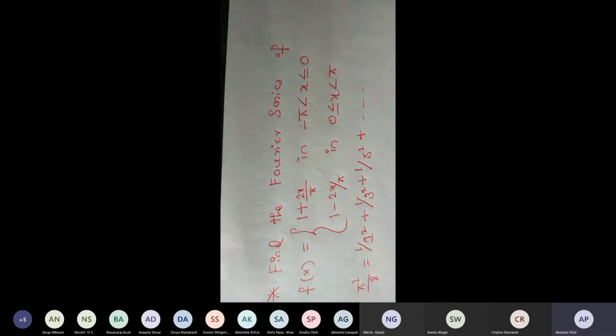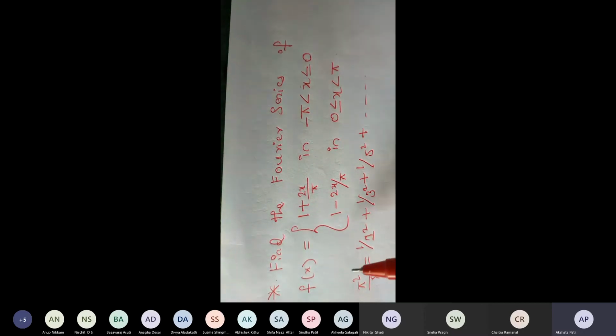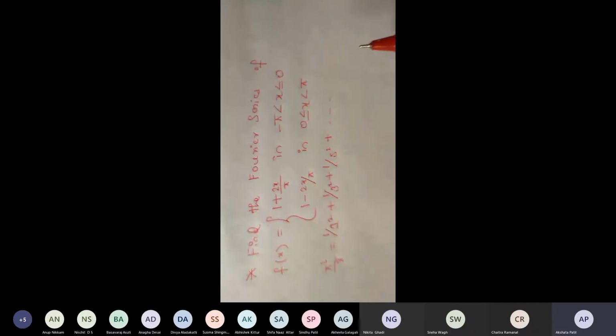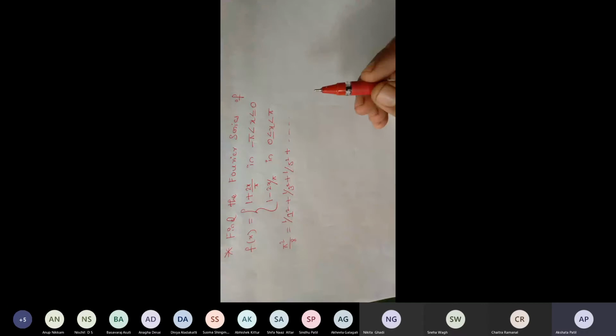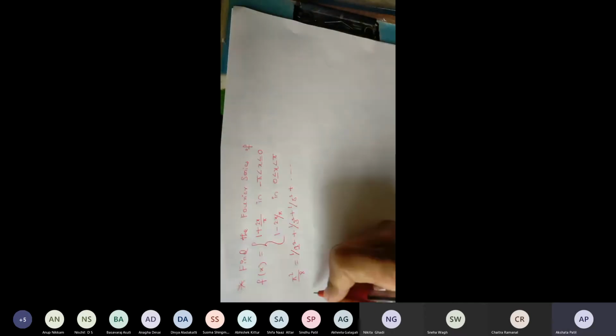Now here they have given to find the Fourier series of f of x, which is equal to 1 plus 2x by pi, and the interval x lies between minus pi to 0, and one more function they have given, 1 minus 2x by pi, which lies in the interval 0 to pi.